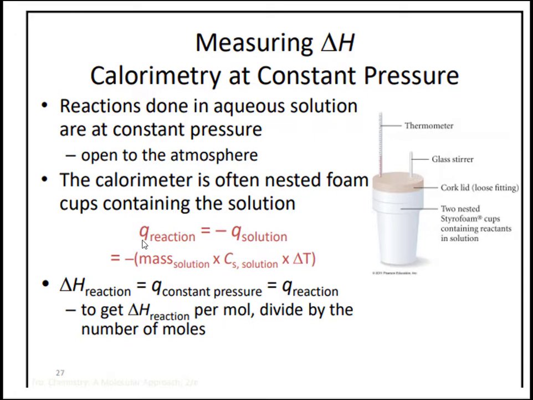Remember that the heat of the reaction is equal to the opposite. So the heat given off is equal to the heat absorbed. And remember, Q is equal to M times C times delta T. So the delta H, the enthalpy of the reaction, is equal to Q at constant pressure, which is equal to Q of the reaction. And then to get that delta H of the reaction per mole, we would divide it by the number of moles. Let's look at an example problem.